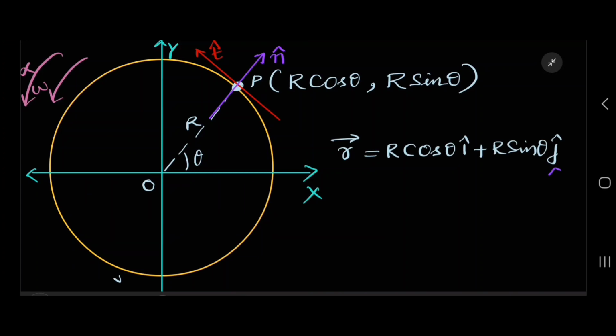Now the position vector of the particle is r cos theta i cap plus r sin theta j cap. This is the basic concept of vectors. The position vector of any point x comma y in a plane is given by x i cap plus y j cap.